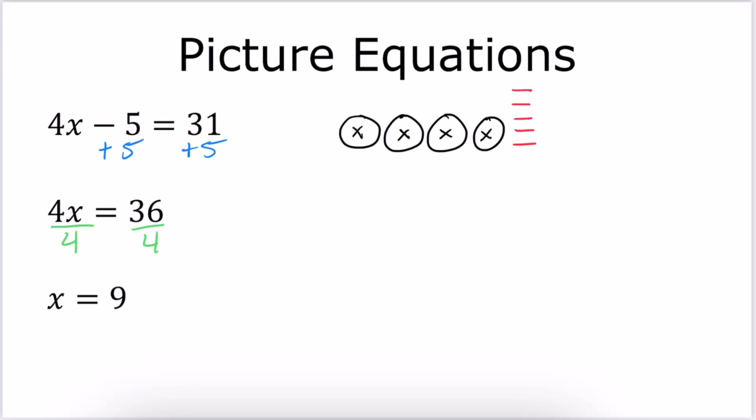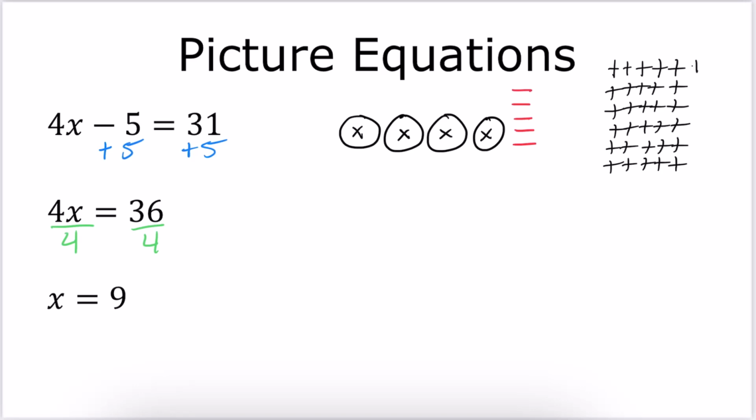So I'm going to arrange these in groups of 5 because that will be easiest for me to draw. So here's 1, 2, 3, 4, 5, and so on, six groups of 5. So that's 30 positives, and then I have 31 positives, so I'll add one more positive here. Okay, so this is a picture representation of my equation.